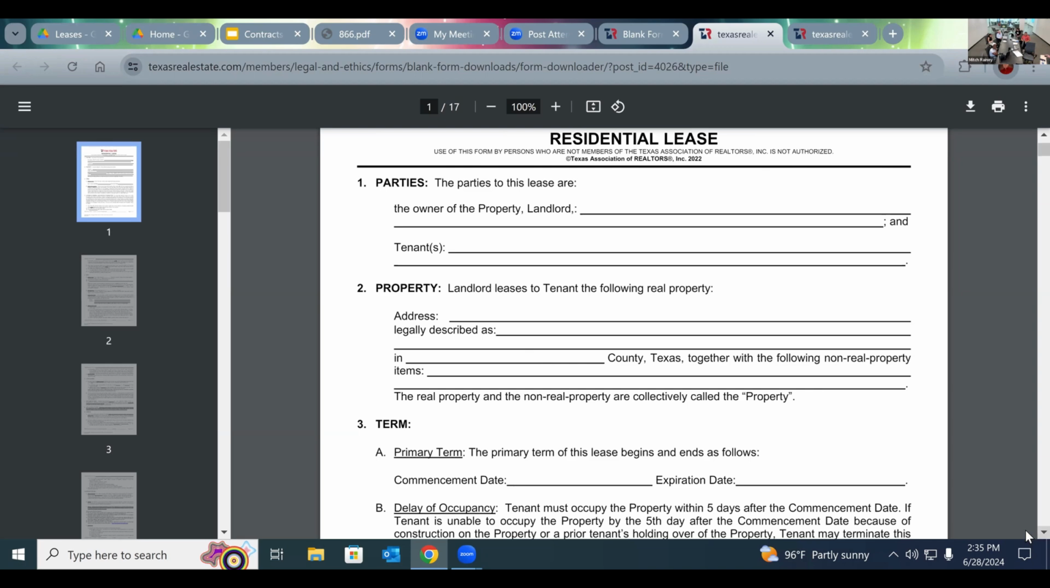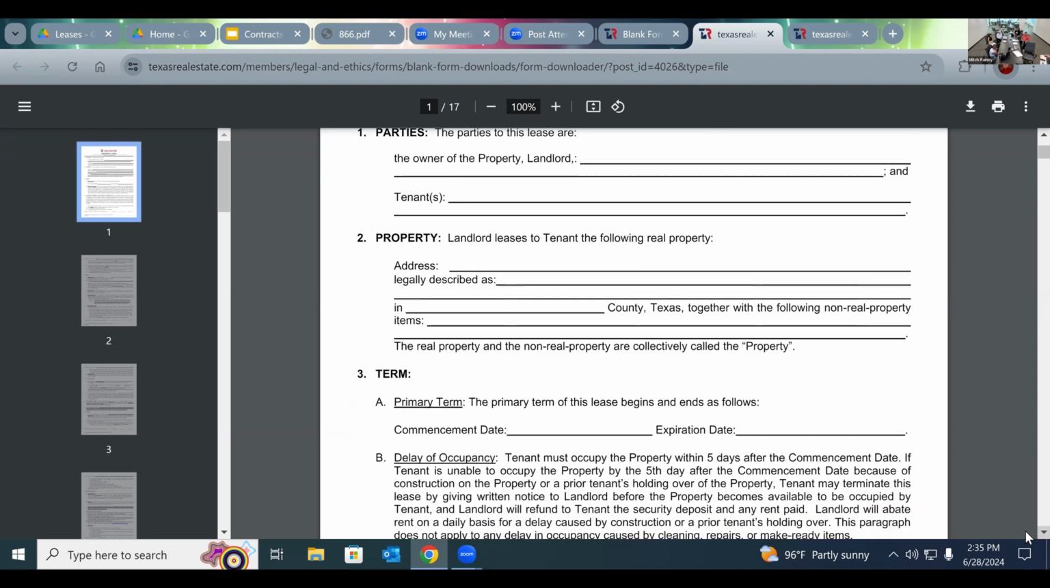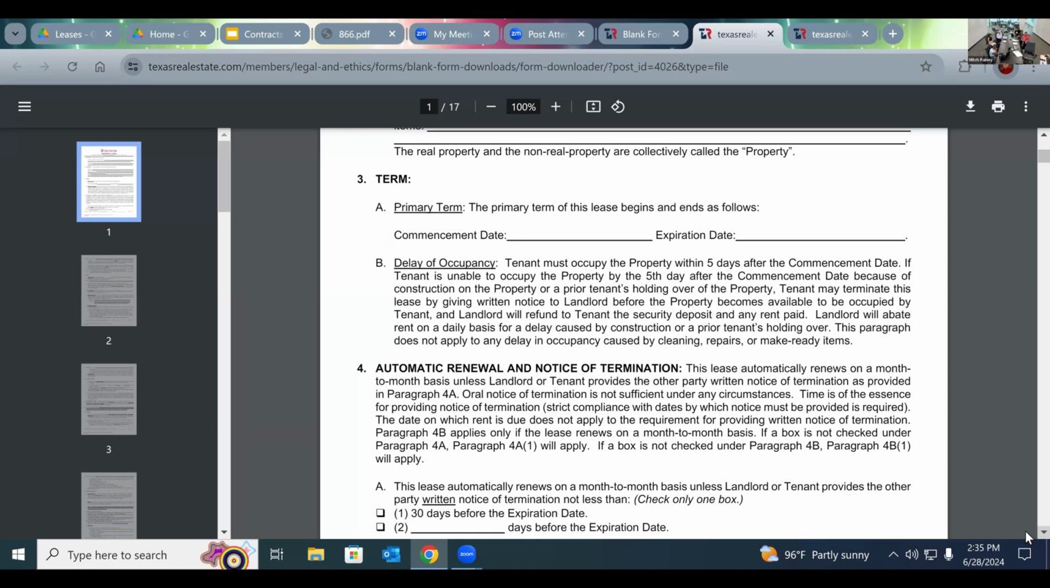When does it start? When does it end? Talks about delay of occupancy. Tenant must occupy the property within 5 days of the commencement date. If tenant is unable to within 5 days, tenant may terminate this lease by giving written notice to the landlord before the property becomes available. This is if I've got a lease that starts July 5th, but the other people don't move out. And if I can't move in within 5 days, the tenant can terminate the lease if there's a deposit back.